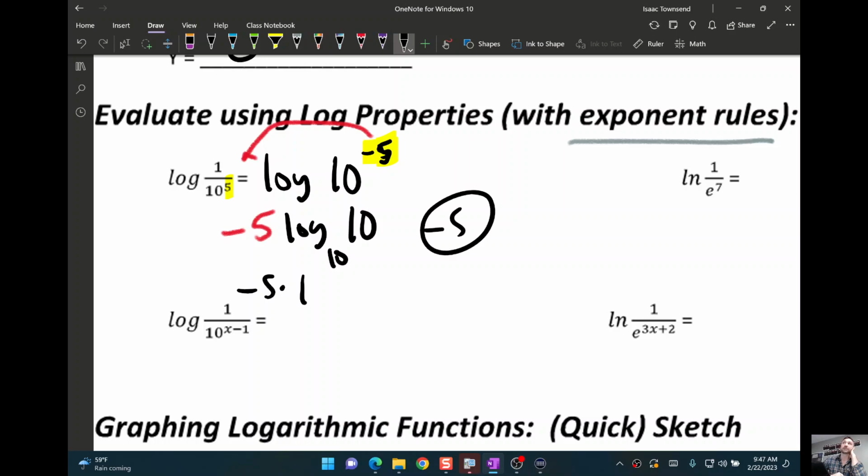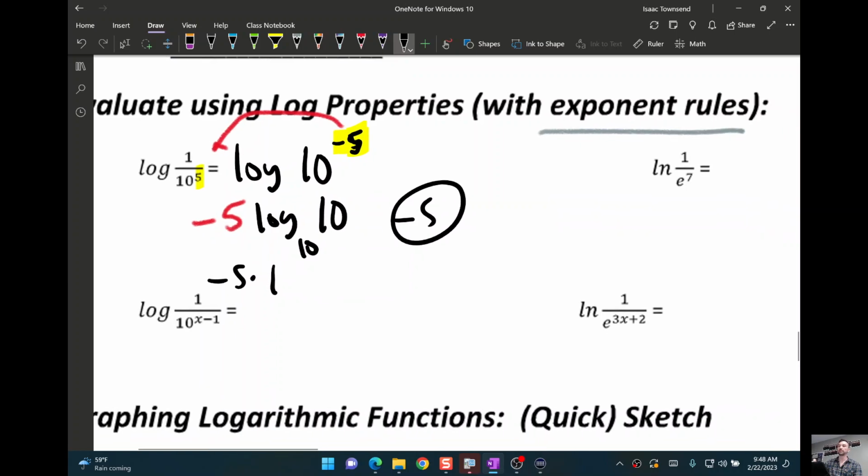So your answer is -5. So if you can think to rewrite it with the exponent rule, the rest of it is not too bad. So let's do that 3 more times to try to help that sink in.